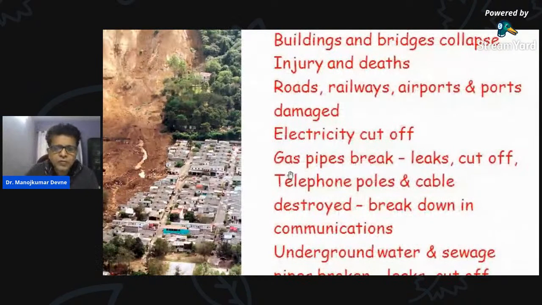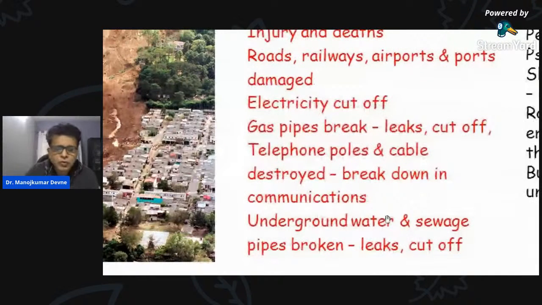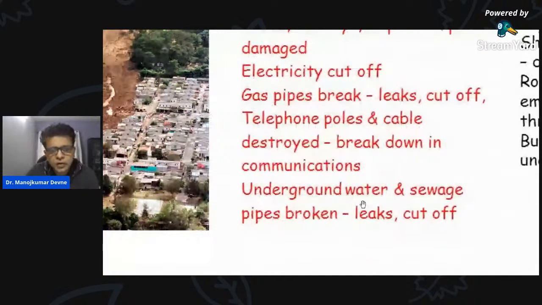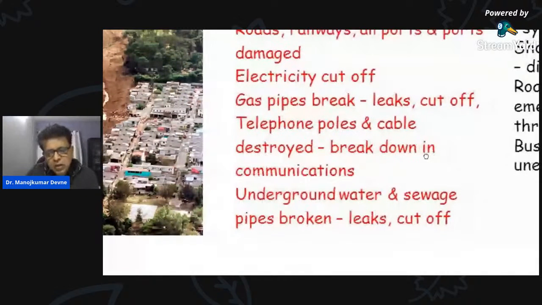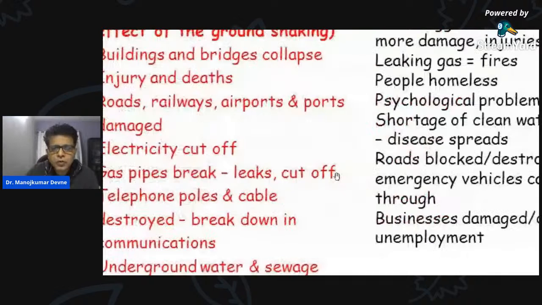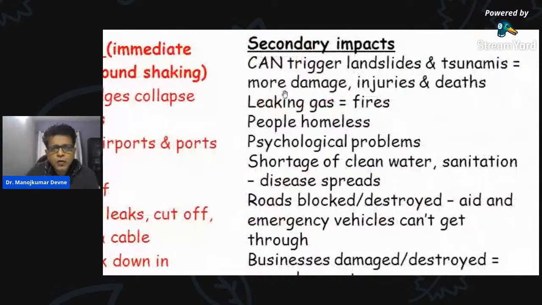Gases and gas pipelines will break off and leak. Telephone poles and cables will get destroyed. There's going to be a complete breakdown in communication. Underground water and sewage pipes would break, and that would lead to leaks and cutoffs also. And what would be the secondary impacts? They can trigger something which happens out of the first impact of the earthquake.